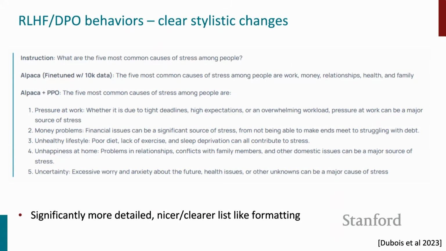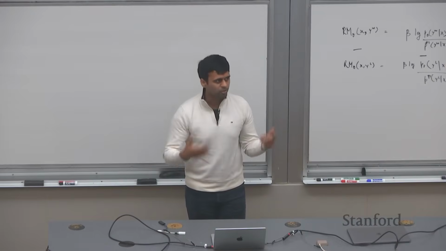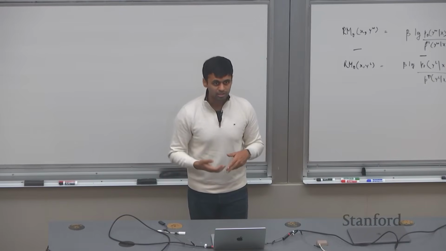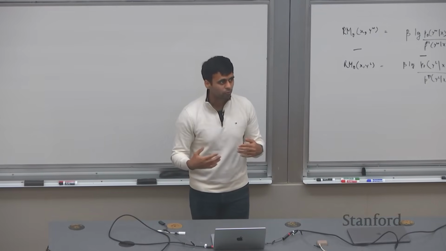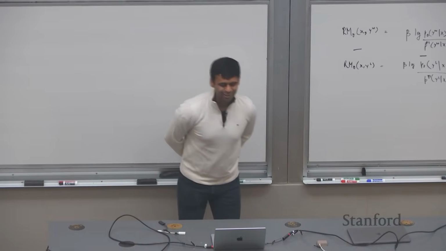So the question here is, what are the 5 most common causes of stress among people? And if you just do instruction fine-tuning with a very small data set, you get a good answer. The 5 most common causes of stress among people are work, money, relationships, health, and family. But then you do some kind of a PPO procedure, you get a much clearer, longer answer with a very well-formatted list. And these are all emergent properties. This is what the model has discovered that humans like and prefer, and that's why they tend to generate answers of that form.